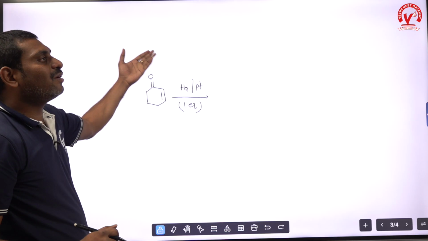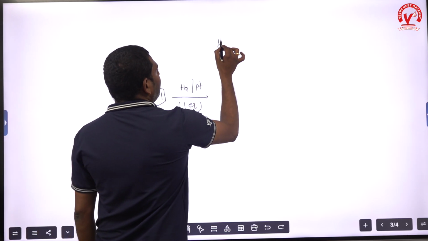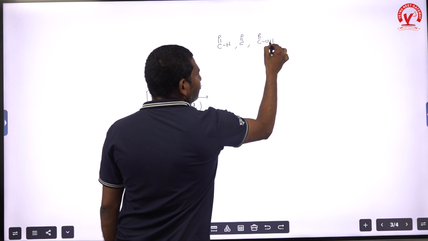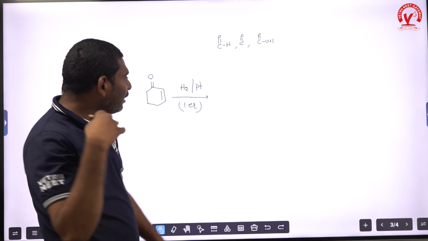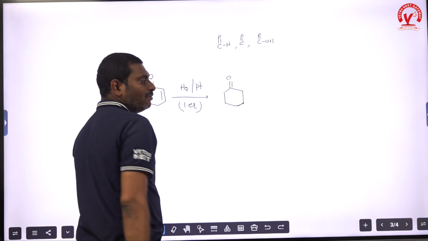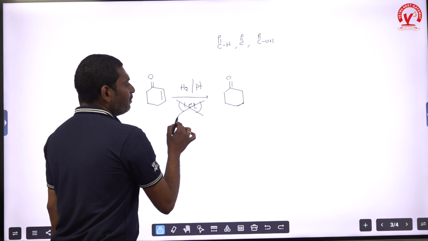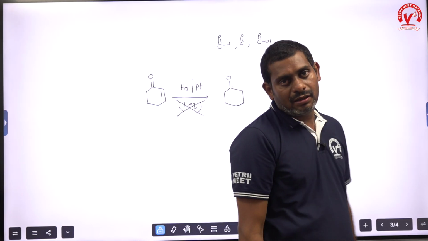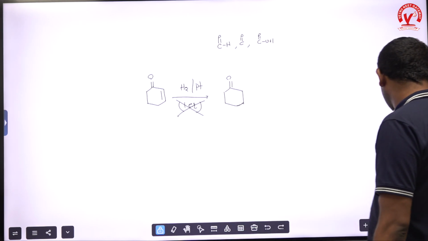This is called chemoselectivity. Compared to all these groups, aldehyde group, keto group, carboxylic acid group, or ester group, alkene is more reactive. So the alkene will be reduced first. This double bond, nothing will happen. Here they didn't mention the equivalent, so this double bond also will break, and it will form the alcohol. Got it? So this is the first preparation method of alkane.